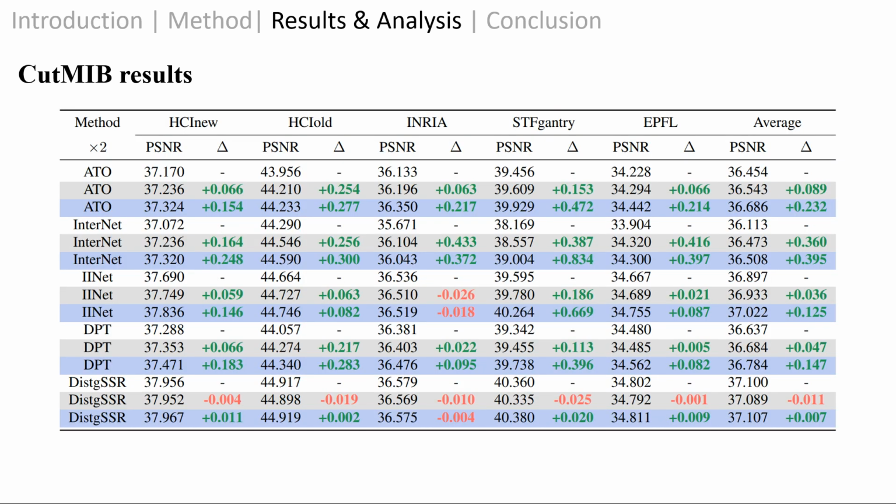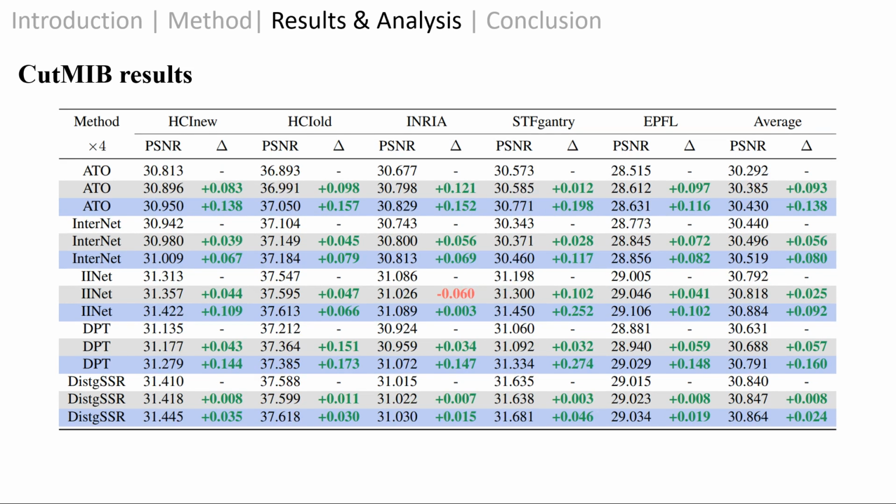We first test our proposed CutMIB and CutBlur on various benchmark datasets in the above table. The table shows that as compared to CutBlur, the networks trained with CutMIB achieve greater reconstruction performance. Here we show quantitative comparisons of the methods trained without and with CutMIB on benchmark datasets. The table shows that existing light field super-resolution networks trained with CutMIB outperform the corresponding baselines by a considerable margin.